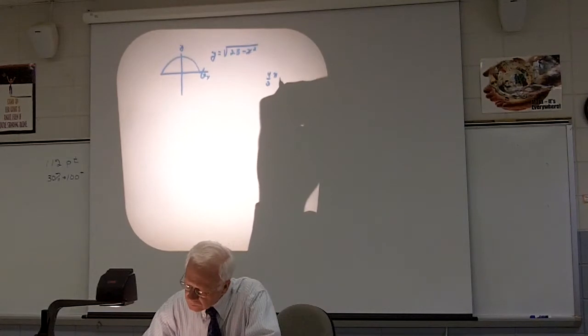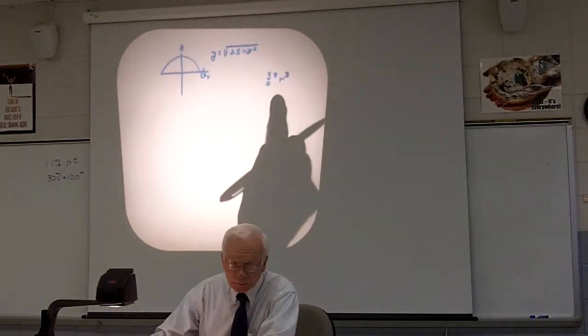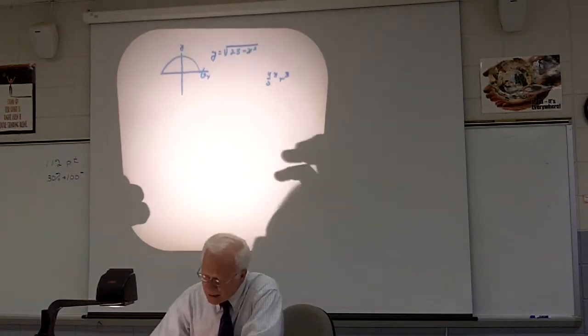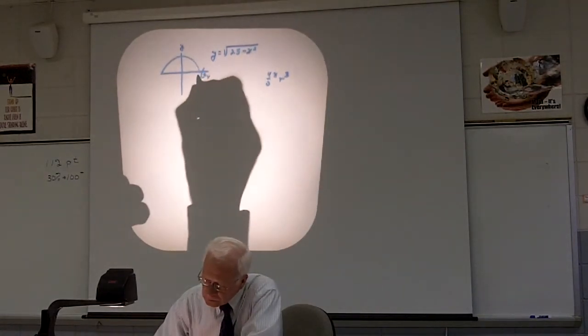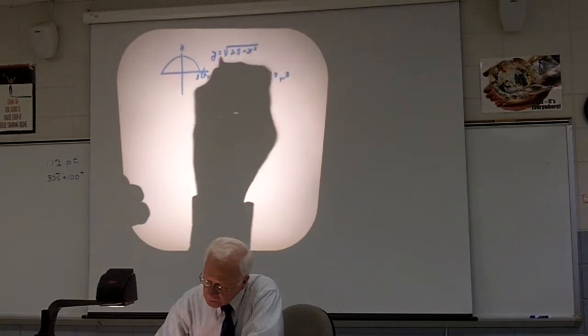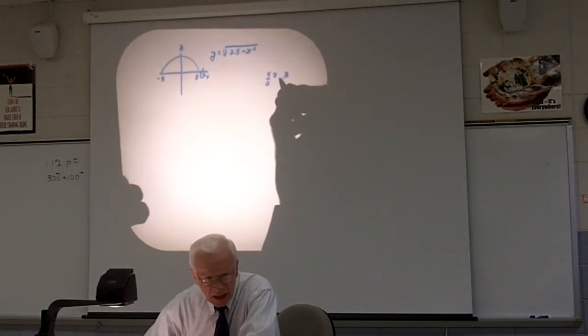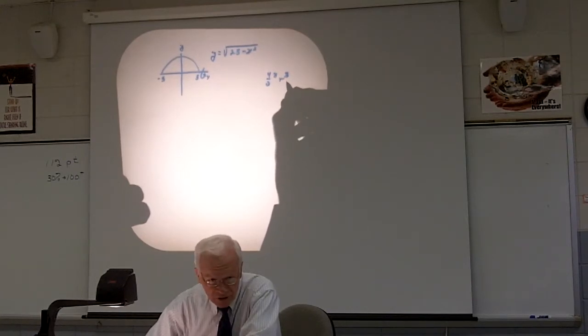Okay. Now, what is the radius of that circle? The radius of this circle. 5. Okay. Now, so what would be the volume of this from what you know?